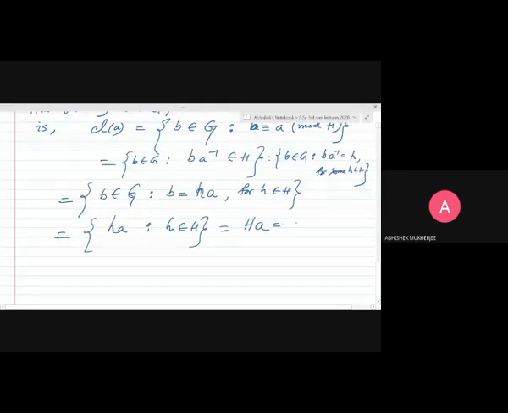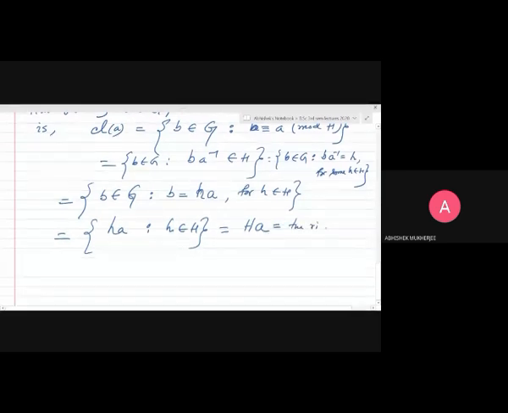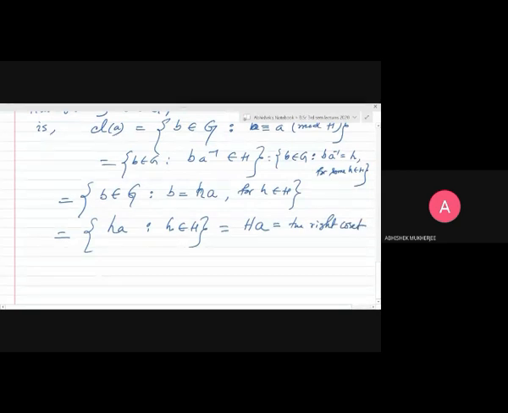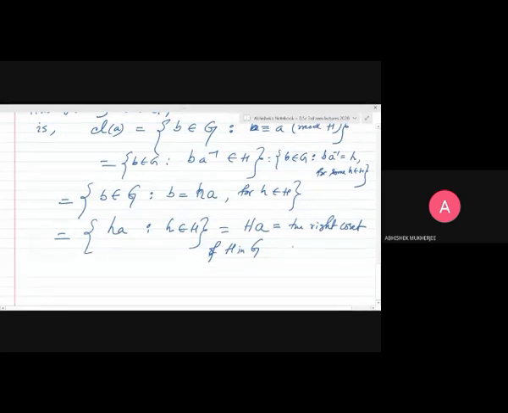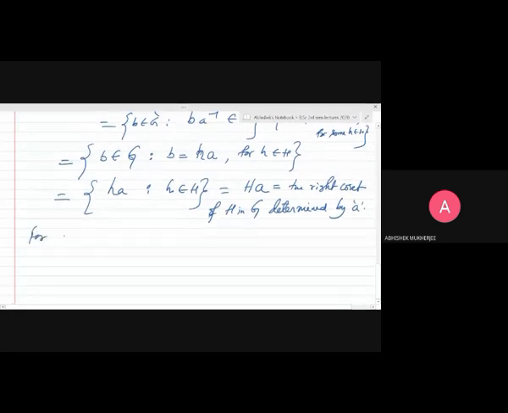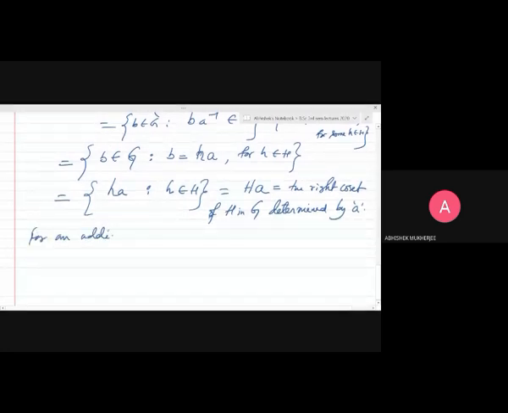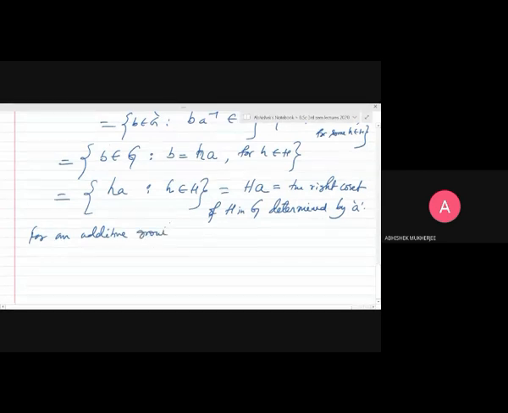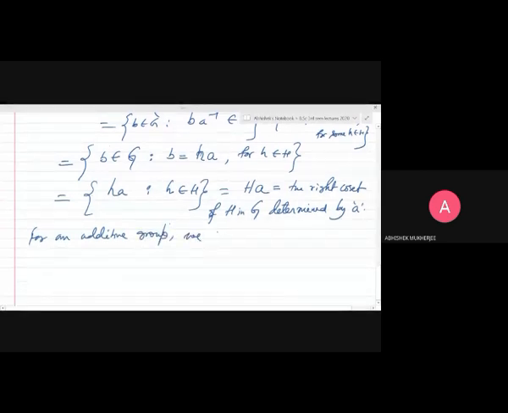And it is called the right coset of H in G, determined by a, right? And for an additive group, we shall designate it as H plus A. Okay.